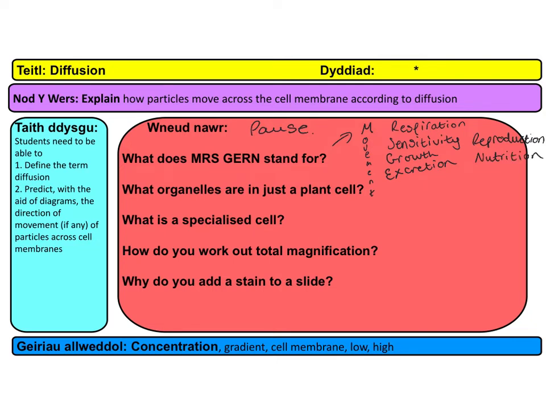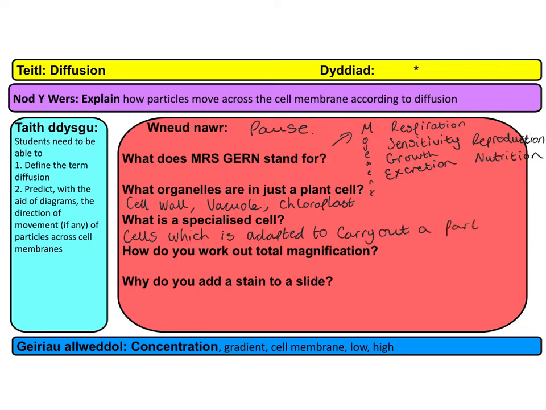What organelles are just in a plant cell? So we've got our cell wall, we've got our vacuole, we've got our chloroplasts. A specialised cell is a cell that's adapted to carry out a particular function.